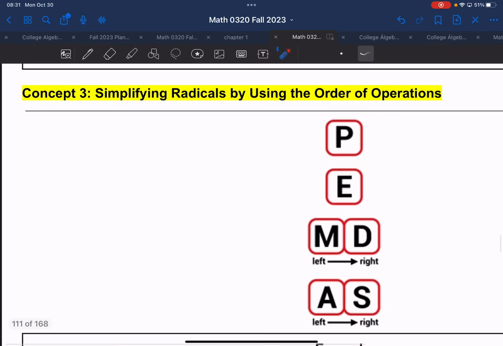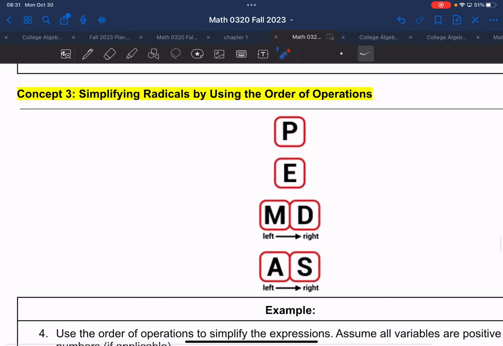Now let's look at concept 3. So concept 3, we're now going to be simplifying the radicals further using the order of operations. So if you remember order of operations, there's the acronym PEMDAS. This is the proper way to write it out, because this is usually how you see it, PEMDAS, even though multiplication comes before division and addition comes before subtraction, we read it whatever comes first, left to right. So that's why it's written like this. So whatever comes first, left to right.